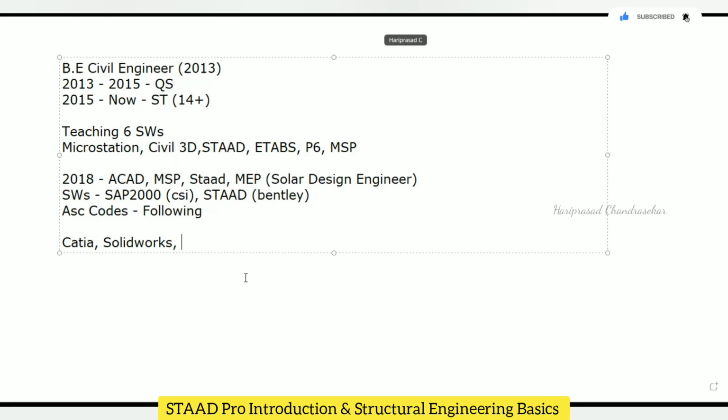For mechanical students, I'm telling CATIA, SolidWorks, and things like that. These are 3D softwares. It's good if you know them, because people also work in these fields, in SolidWorks and everything, in companies like Dassault Systèmes.